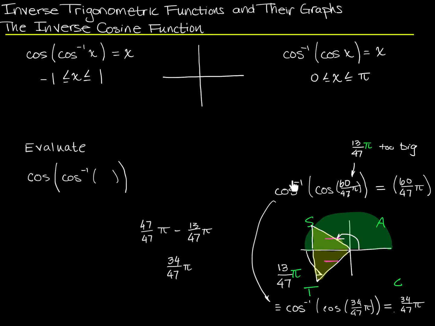It's very tempting when you see these to just write down the answer as 60/47 pi, but it's not, because I can't take the cosine inverse of the answer that I get when I evaluate this, cosine of 60/47 pi. I can't take cosine inverse of that because the angle is too big. I have to be in quadrants 1 and 2.